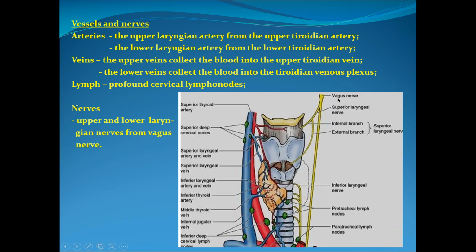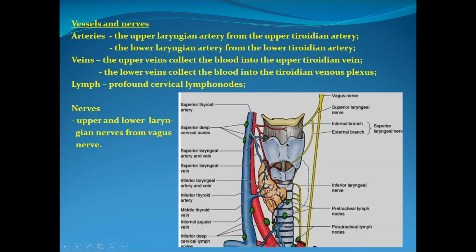Okay, and the last part about the vascularization. Remember this membrane, hyothyroidean membrane. When I presented to you, I said that it has an orifice in the lateral part for the blood vessels. So these vessels, the arteries, are represented by the laryngean arteries. There is one superior and one inferior. They are branches from thyroidean arteries. These thyroidean arteries irrigate all this region of the neck. So they are big arteries.